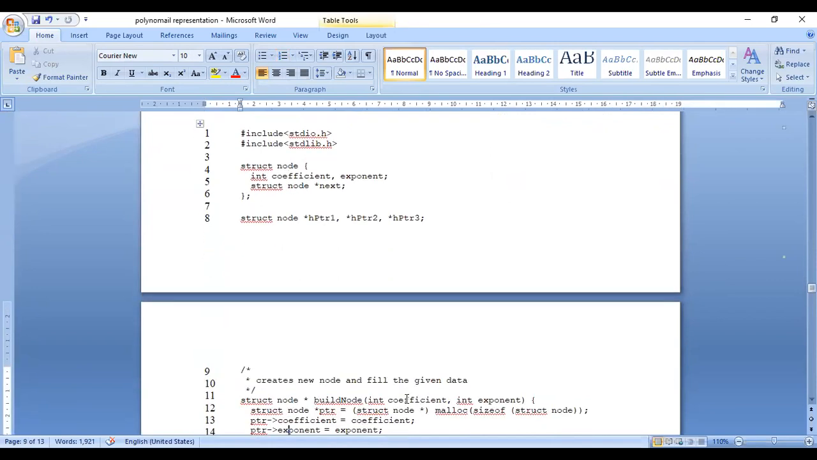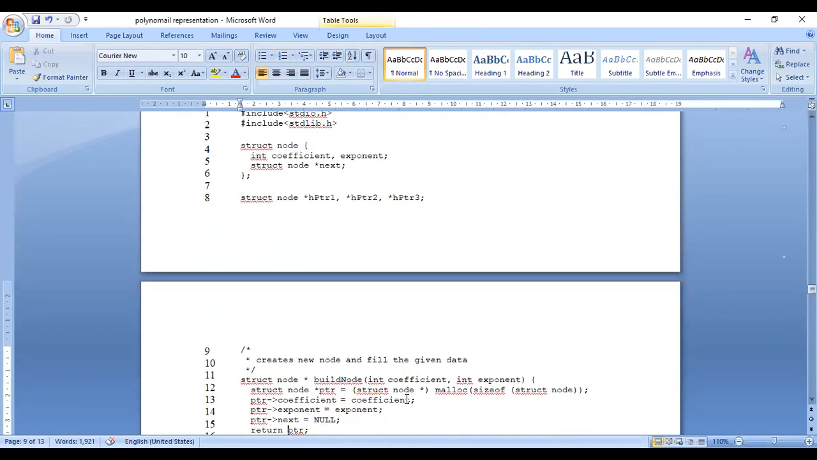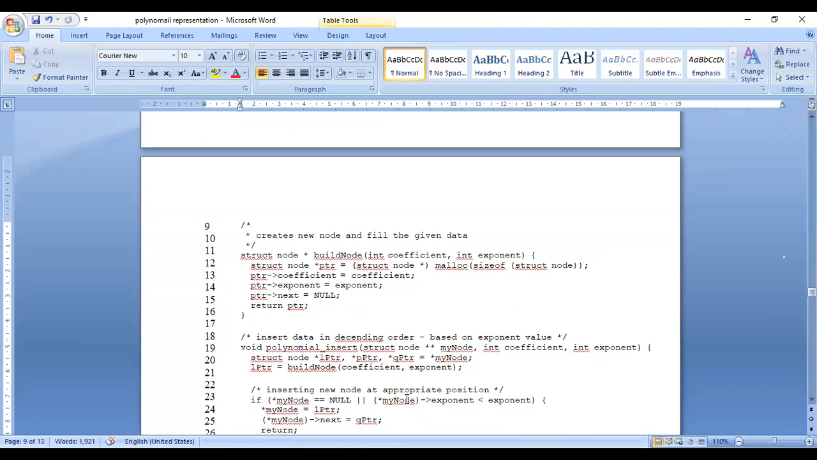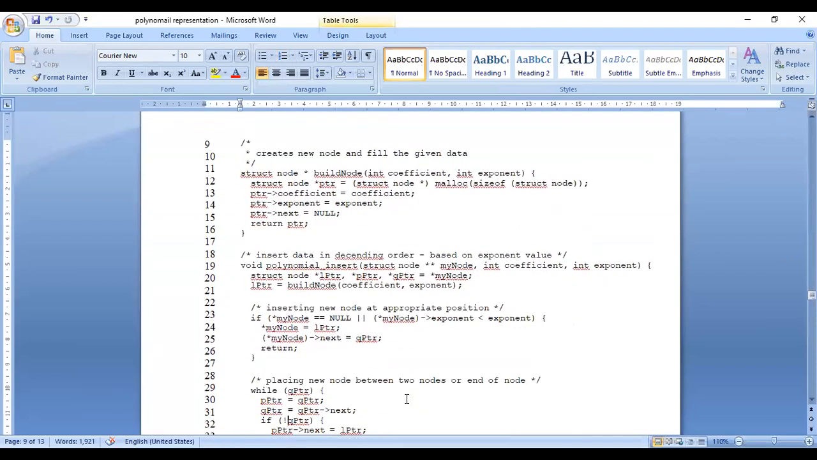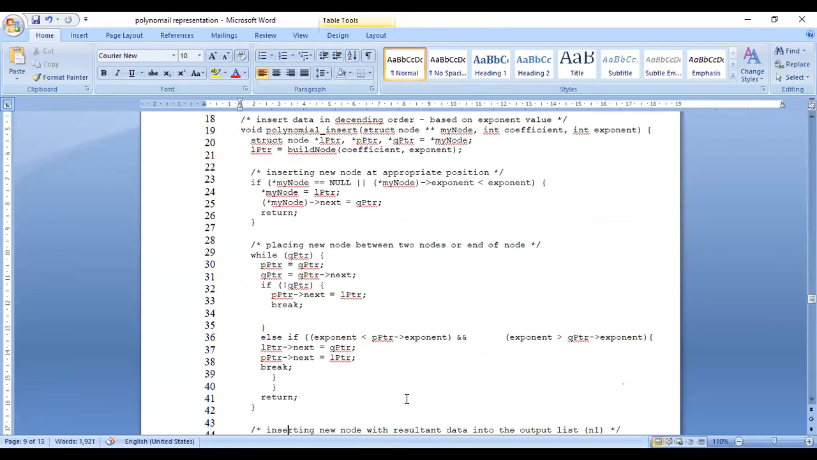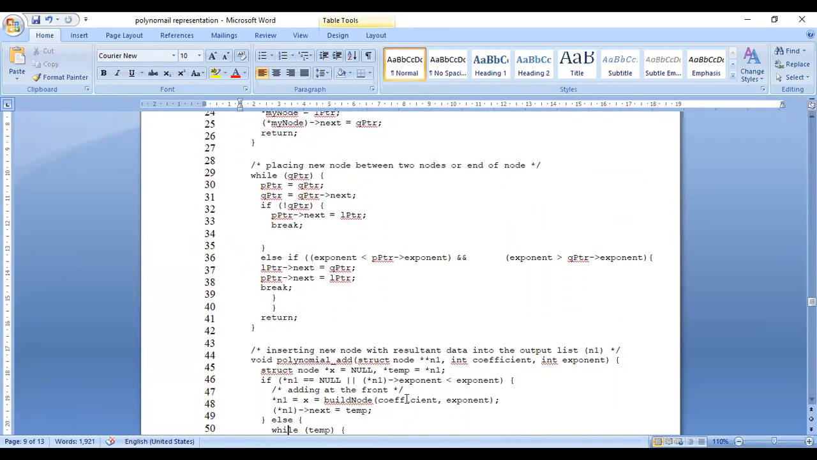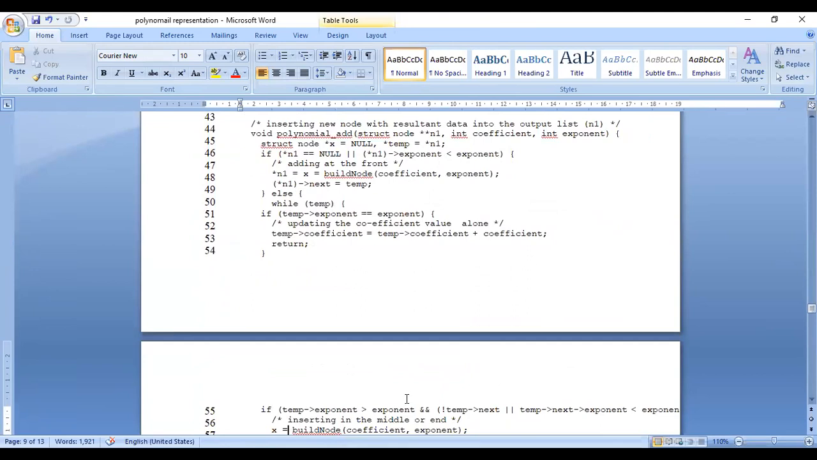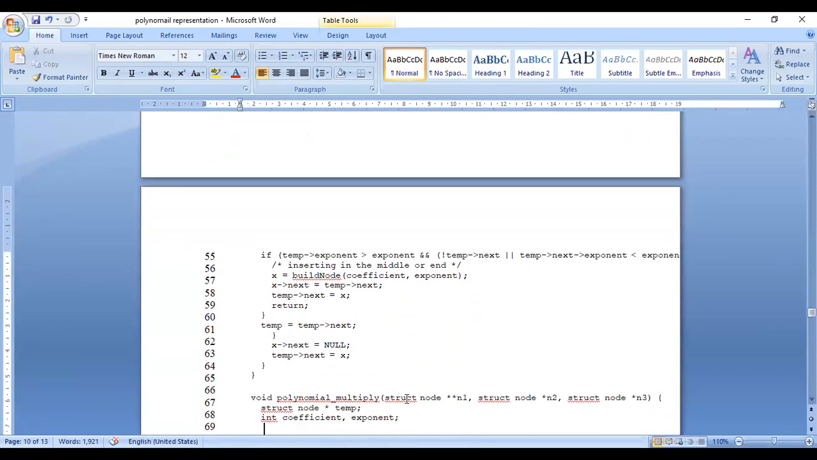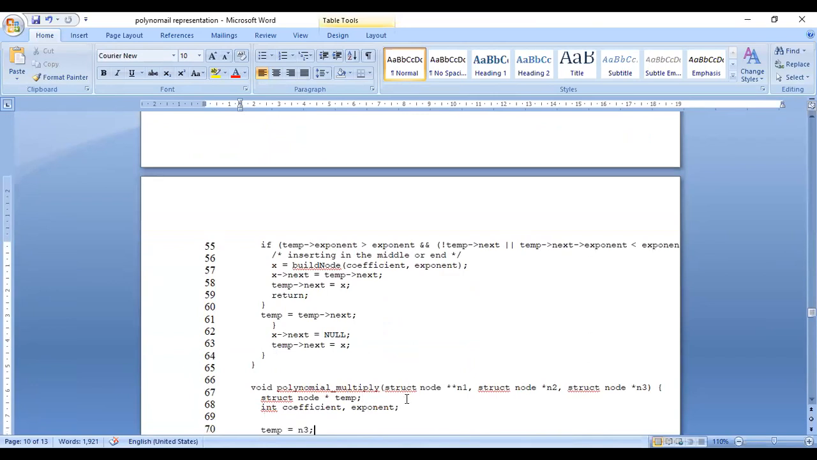I think this is nothing but multiplication. This program is related to multiplication. So line by line, if you decode, you can understand things. It is not so difficult. Yes, it's poly multiplication.